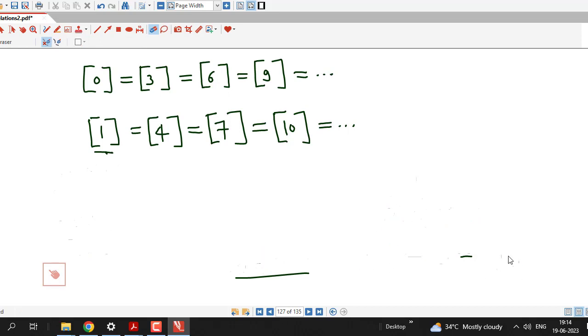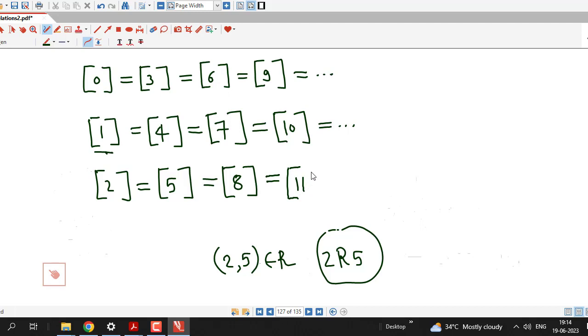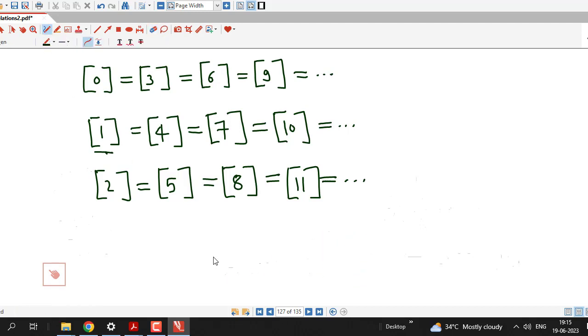And now I can observe that if I consider 2, and if I add 3 to 2, I will obtain 5, and the ordered pair 2, 5 is in the given relation because 2 is related to 5, because 2 minus 5 is minus 3, divisible by 3. Similarly, I will have 5 plus 3, 8, 8 plus 3, 11, and so on. So now you can see I have all the integers here: 0, 1, 2, 3, 4, 5, 6, 7, that is, 0 and positive integers. Now we can talk about negative integers also.